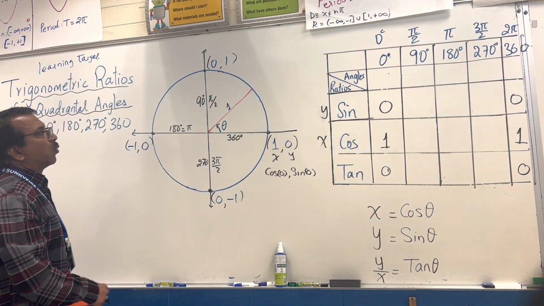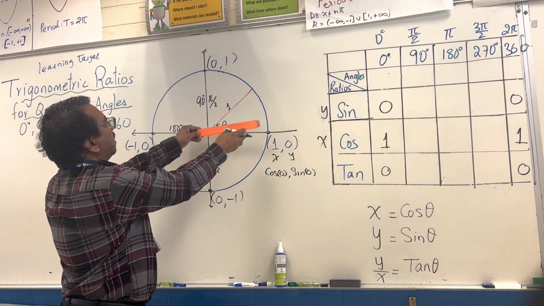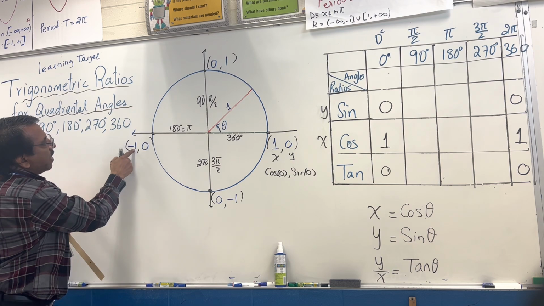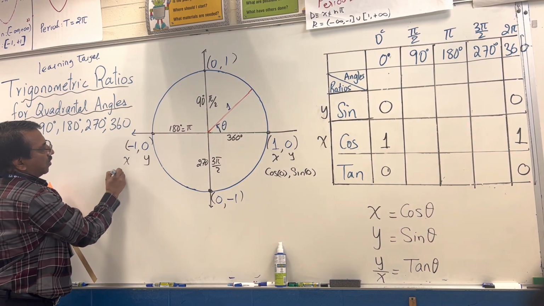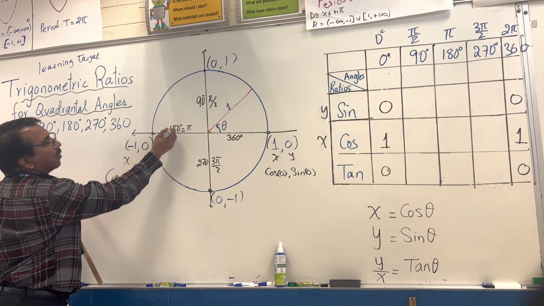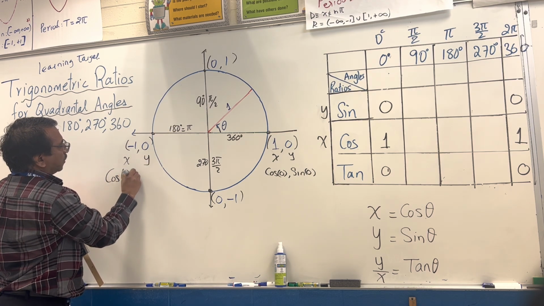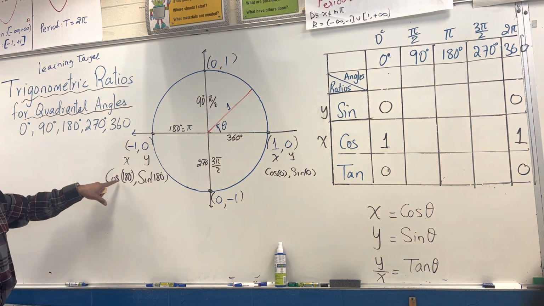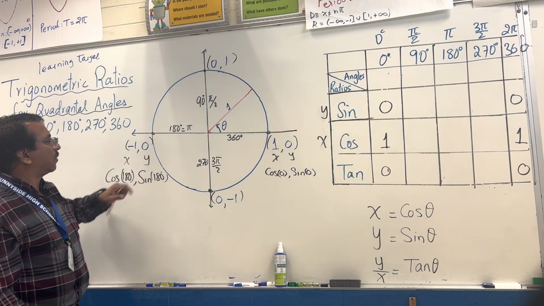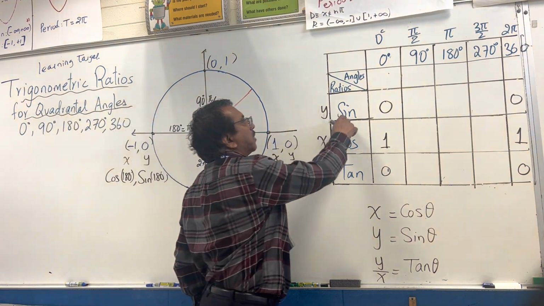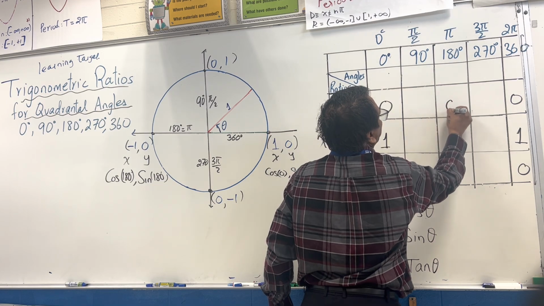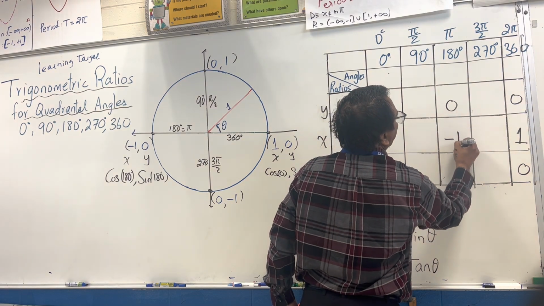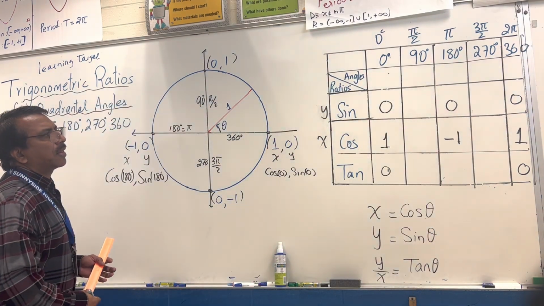Let's get back to 180 degrees. What about 180 degrees? When the terminal side reaches 180, on the other side, this again is x and y, which is cosine of 180 degrees, comma sine of 180 degrees. So cosine of 180 is minus 1, and the sine of 180 is 0.